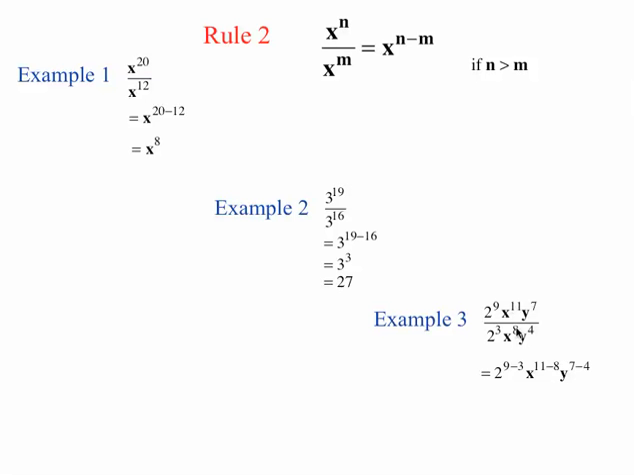And 11 is bigger than 8, so the answer goes to where the 11 is, which is on the top in the numerator. So we have x to the 11 take away 8. And here the 7 is bigger than the 4, so we're going to get y to the 7 take away 4. Okay, which is going to give us 2 to the 6, 11 take away 8 is 3, and 7 take away 4 is 3. So we have 2 to the 6, x to the 3 times y to the 3. And that's it for example 3.